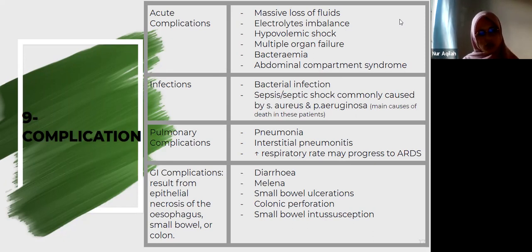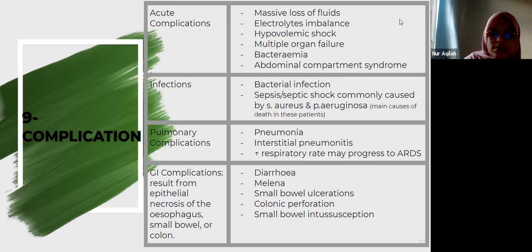They may also present with pulmonary complications, which include pneumonia, interstitial pneumonitis, and increased respiratory rate, which may also progress to acute respiratory distress syndrome. For GI complications, these result from epithelial necrosis of the esophagus, down to the small bowel and the colon. The patient may present with diarrhea, melena, small bowel ulcerations, colonic perforation, and also small bowel intussusception.